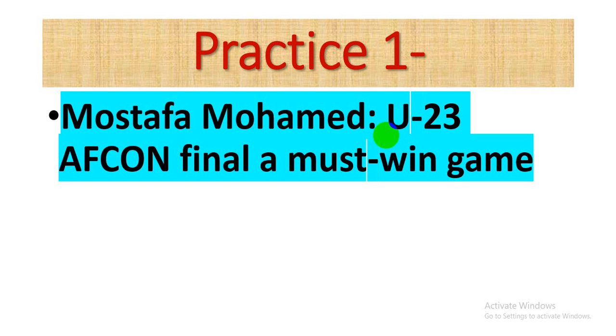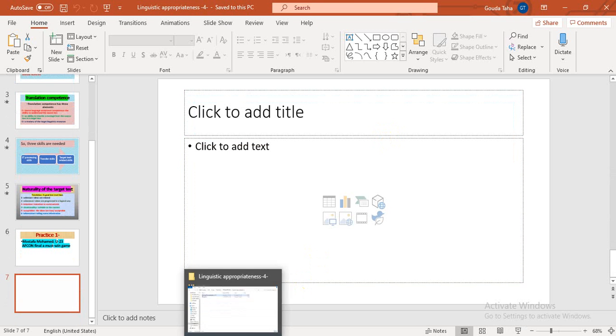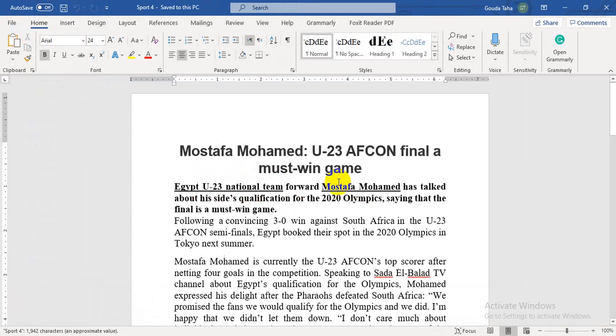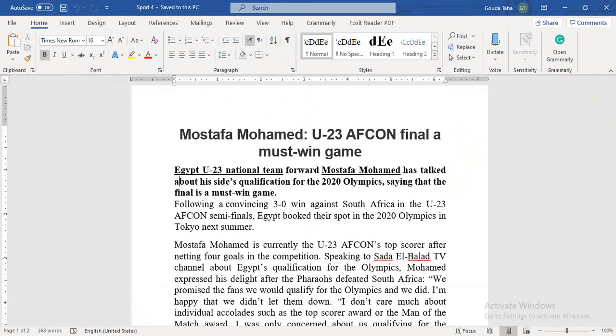So let's go for practice, and we are going to practice with this text: Mustafa Muhammad, U23 AFCON final, a must-win game. This is a sport text, and we are going to practice translating it. We need to go through the 3 steps that I talked about earlier in this session.